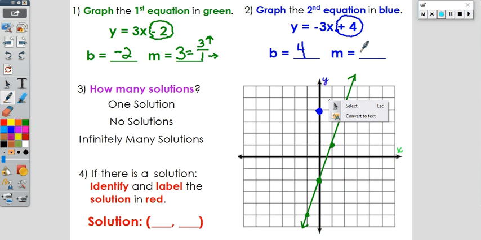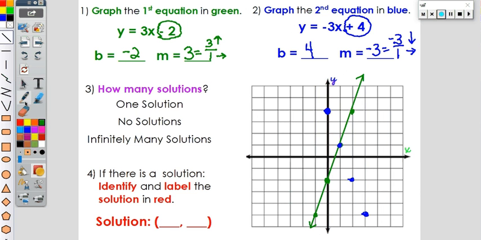My slope is -3, which again as a fraction would be -3/1, which means I'm going to go down 3 and then to the right 1. So down 3 and to the right 1, repeating that. And then once I have enough dots, I'll connect these together and make a line.